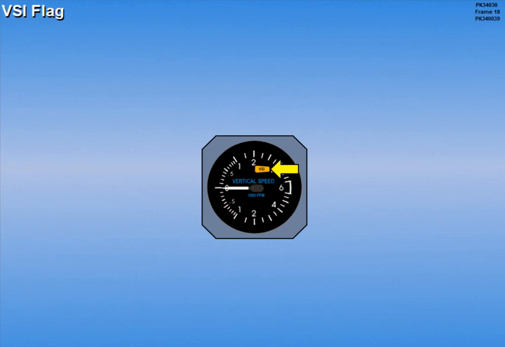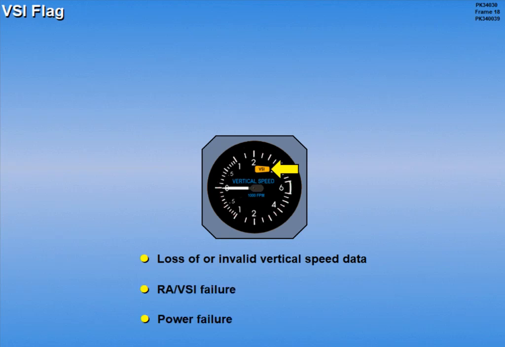A VSI flag indicates one of the following: loss of or invalid vertical speed data, RAVSI failure, or power failure.